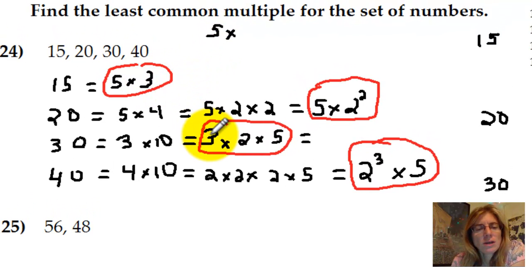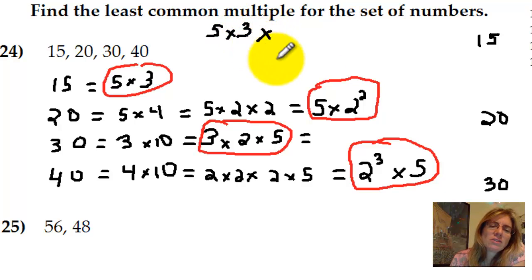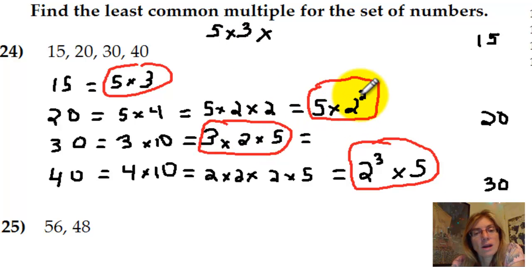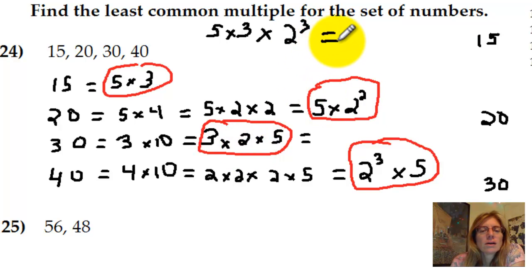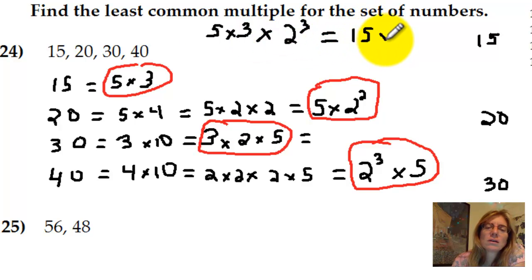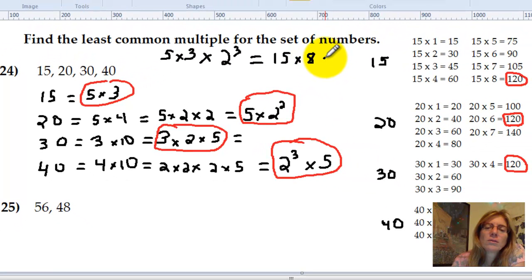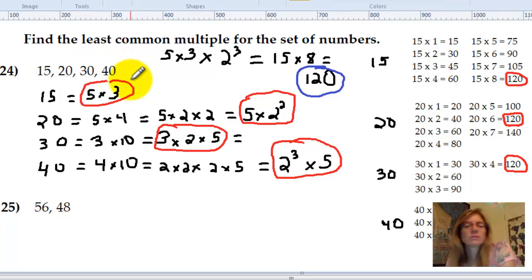3, there's a 3 here, and both of those have an exponent of 1, which means they don't have an exponent. So that's just 3. 2, however, has a 2 squared and a 2 cubed. So we're going to take the largest exponent, and that's all we're going to use. We're going to ignore these two. So now if we multiply this, which is 15 times 8, which equals 120, that 120 is our least common multiple of these 4 numbers.